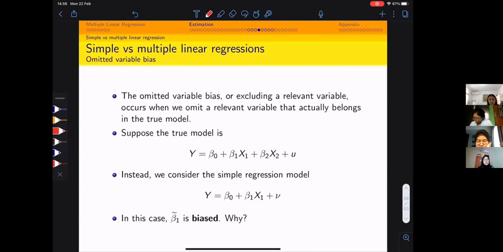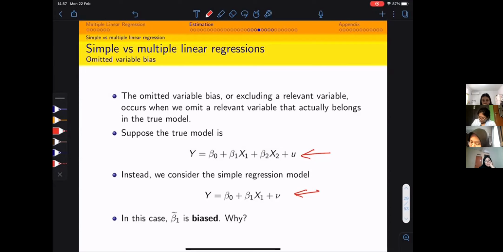Now, suppose that the true model is the following. Again, we don't know what the true model is, but suppose that this is the true model, okay? Now, if this is the true model, then both x1 and x2 are important variables in explaining y, okay? But for whatever reason, we do not include x2 in the regression model. We know that x2 is a relevant variable for y, but for some reason, we do not include x2. For example, the data is not available, or perhaps the data is available, but the quality is really bad, so we cannot include it in the regression model. Or the variable is actually there, but you just didn't find it, for example, okay?